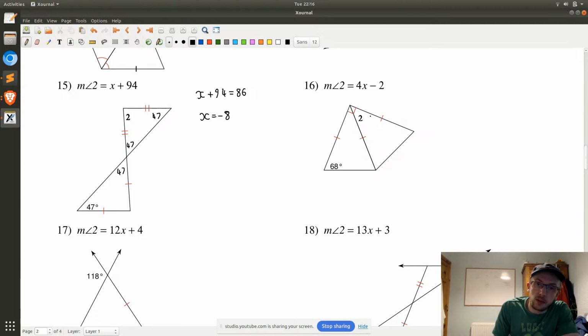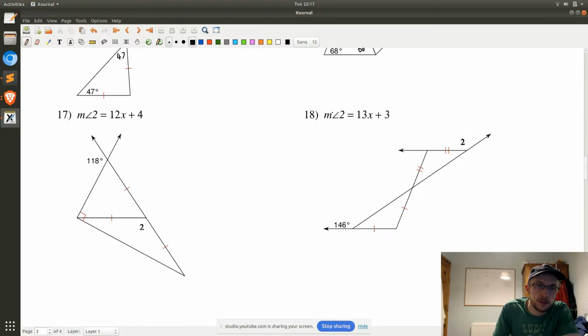Okay, find the size of angle 2. Well, that's 68. Double that, 136. So that's 44 right there. And so angle 2, complementing that, must be 46. So 46 is 4x take 2. So 48 is 4x. So x is 12. Check. Correct. Good.